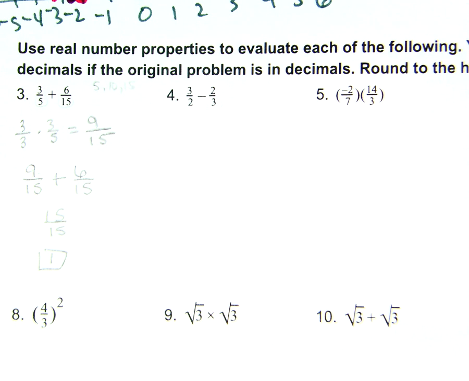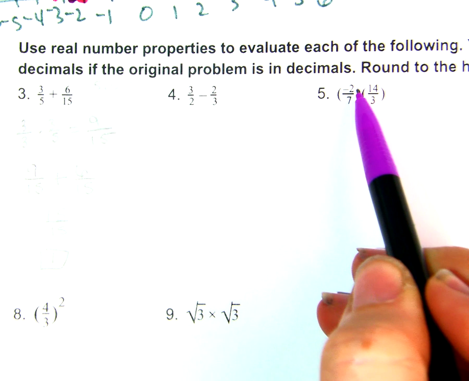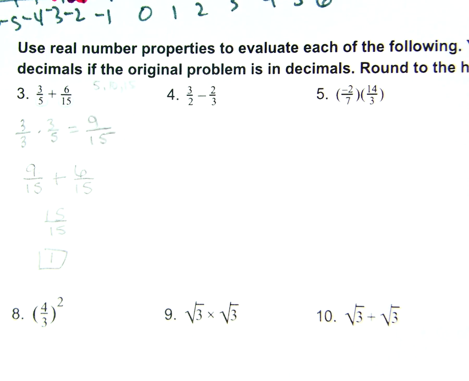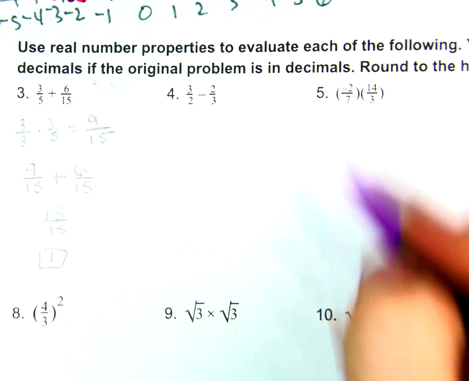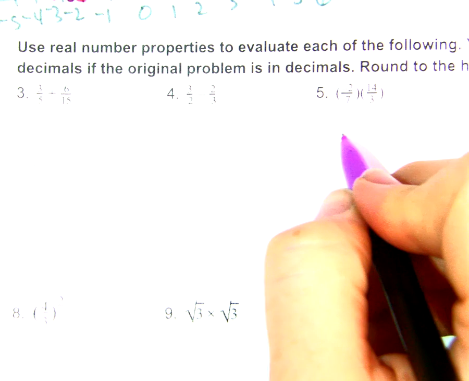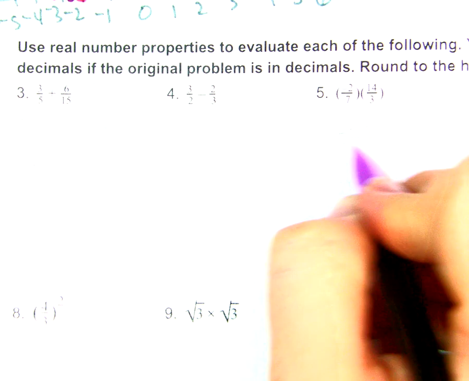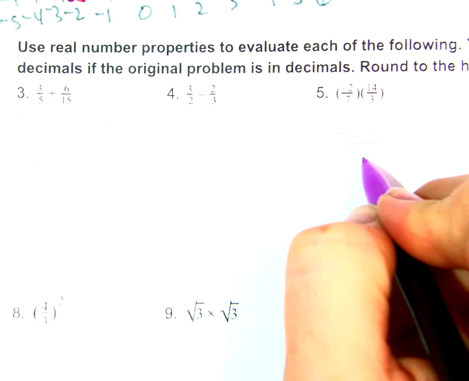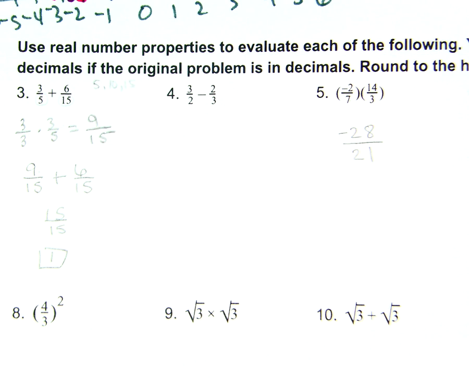Number 5, we have a multiplication of two fractions. So remember, when we're multiplying fractions, we go straight across. So we're going to do -2 times 14, which is -28, and 7 times 3, which is 21. And then we just want to make sure that this does not simplify.